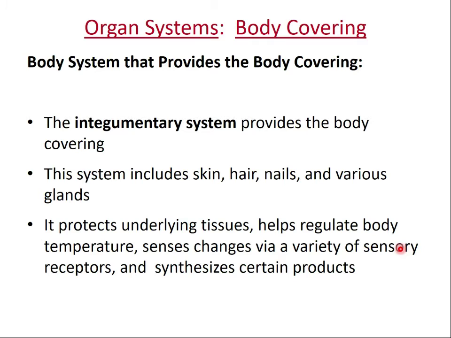And also, different organ systems will perform different functions. The organ system that has a body covering is going to be called the integumentary system, and this includes skin, hair, nails, anything that forms the outermost covering, the outermost layer of our body.